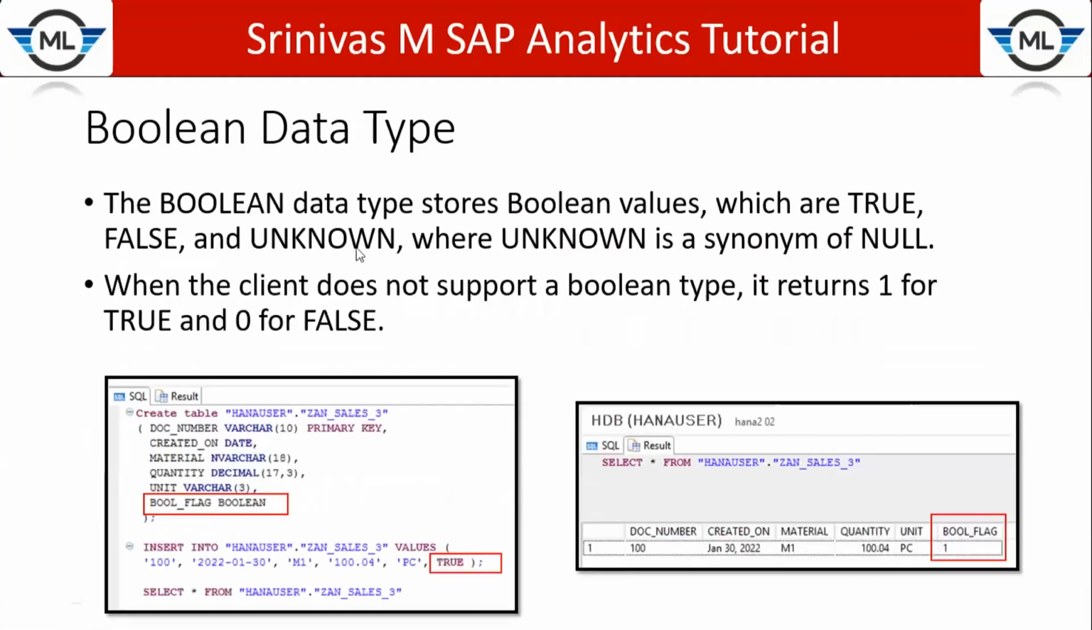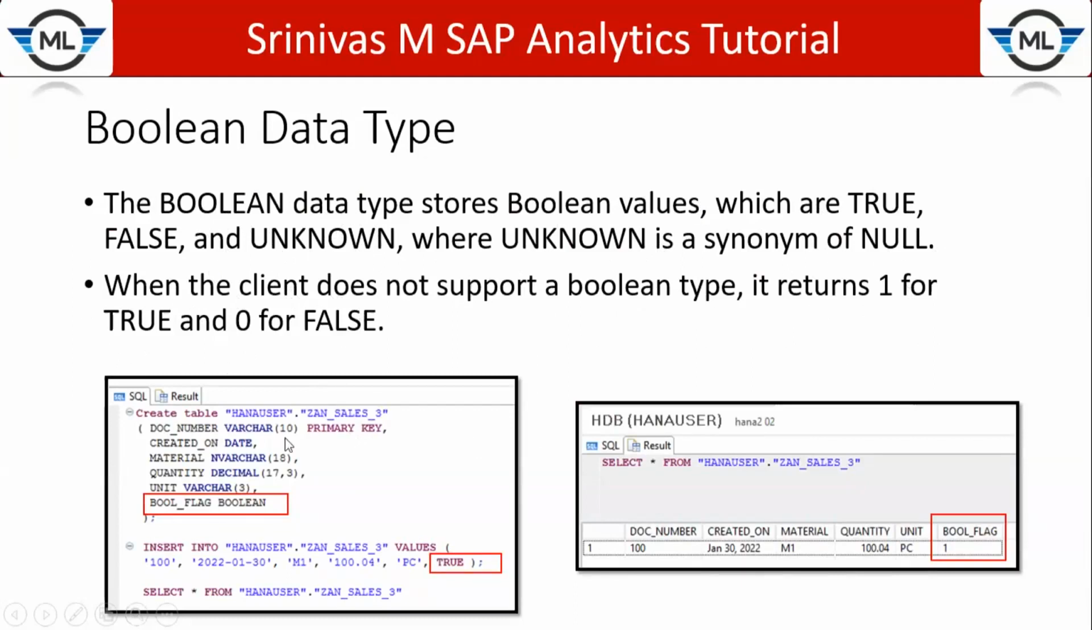Now we are going to the Boolean data type. Okay. What is Boolean data type? The Boolean data type stores the Boolean values which are true, false and unknown, where unknown is nothing but null. So Boolean data type is nothing but true, false and null. When the client does not support Boolean type, it returns 1 for true and 0 for false.